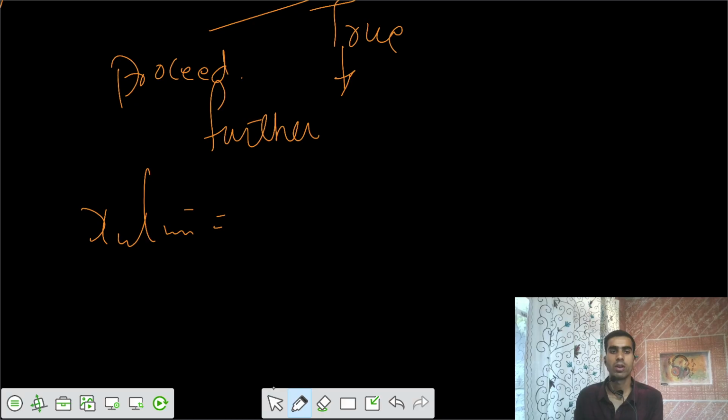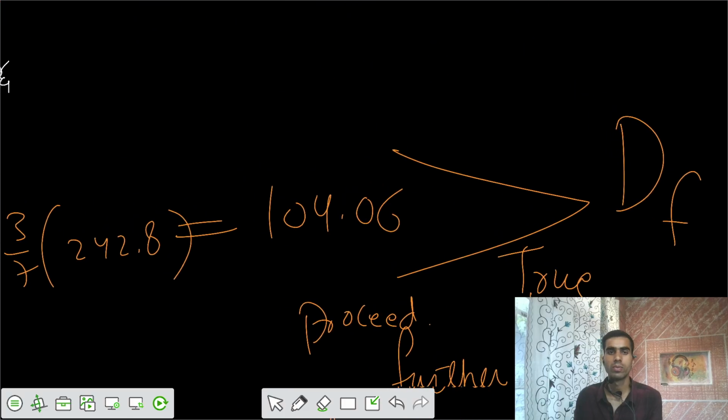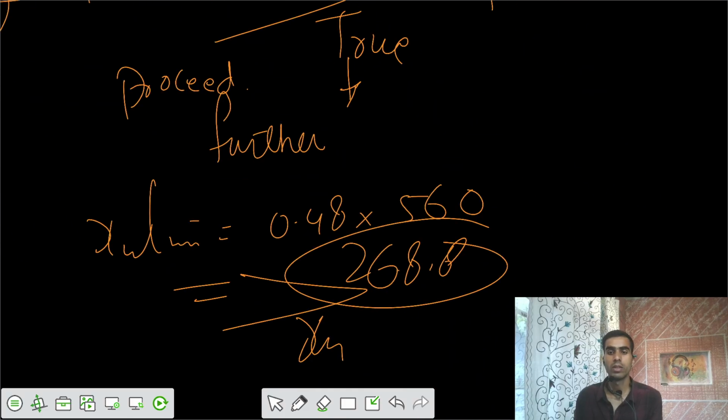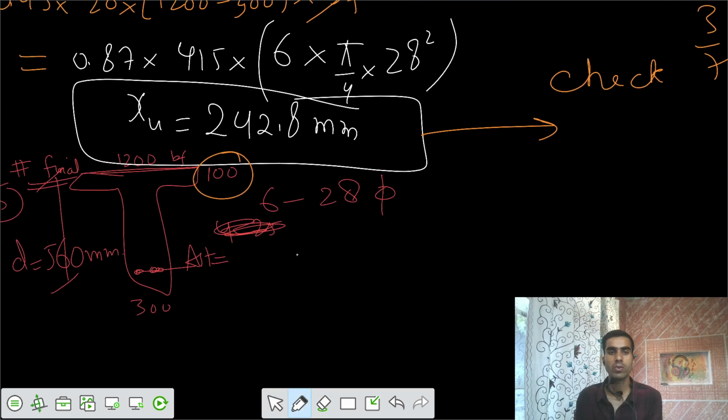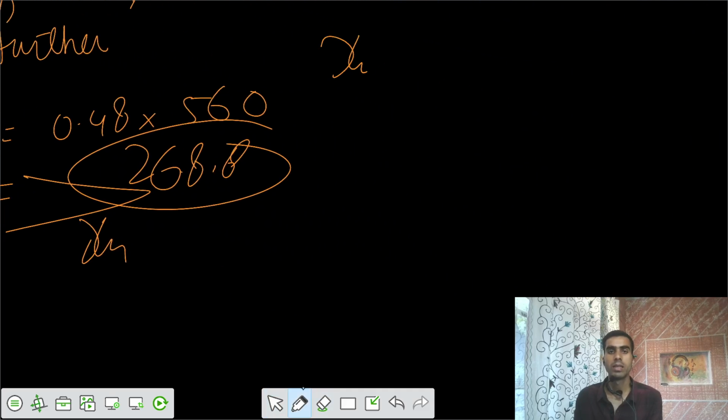The value of XU limiting we already know, that is 0.48 into small d, which is 0.48 into 560. Let's solve that. That's 268.8, which is greater than XU. Your XU value is 242, so your XU limiting is greater than XU. So it is an under-reinforced section.